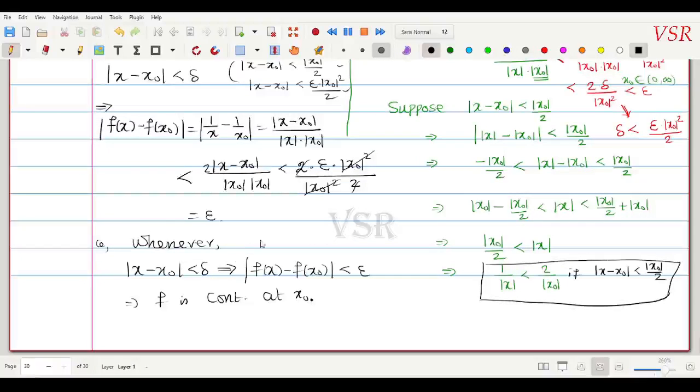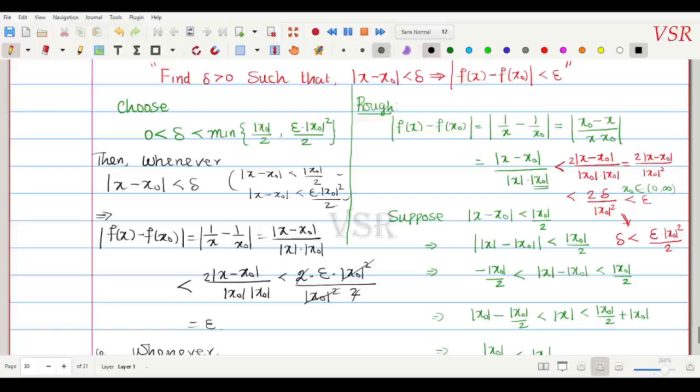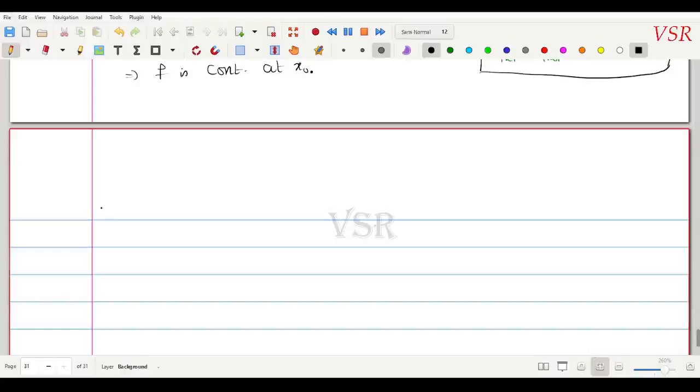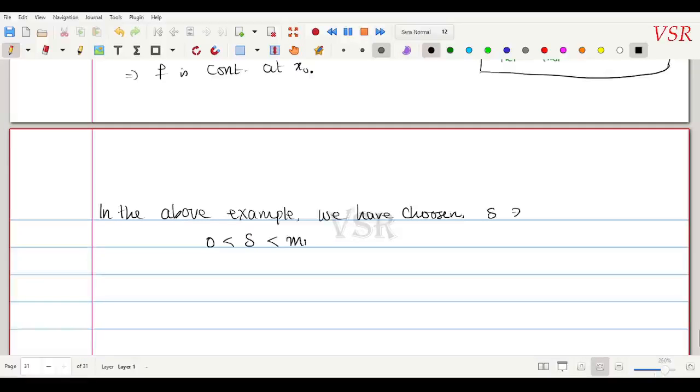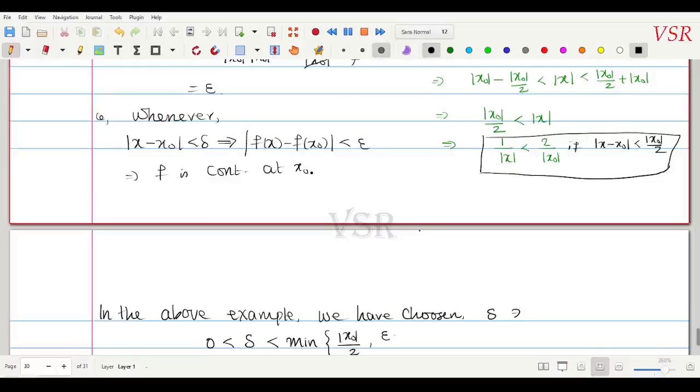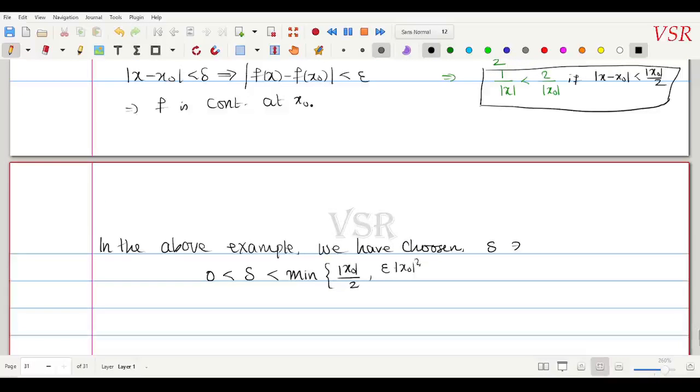But the important thing to see here is, take just this delta. Okay, let me take just delta and write it separately. So that is, here in the above example, we have chosen delta such that 0 is strictly less than delta which is less than minimum of modulus of x naught by 2, comma, epsilon into mod x naught square divided by 2. You have chosen in this way.